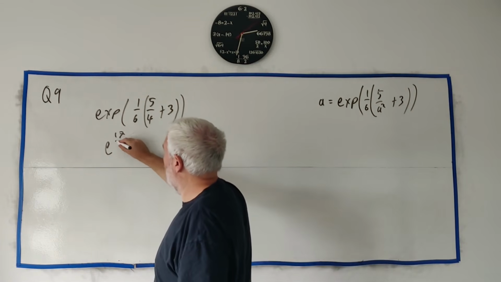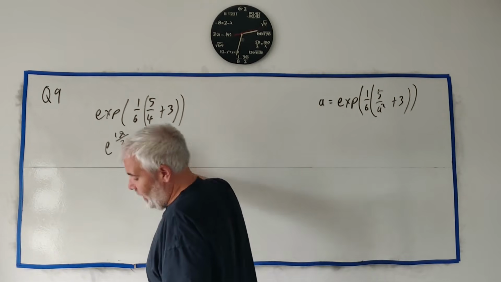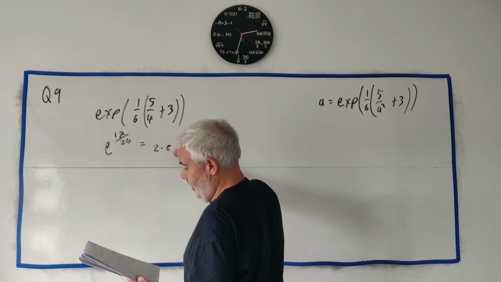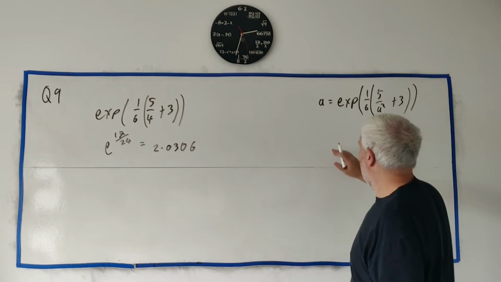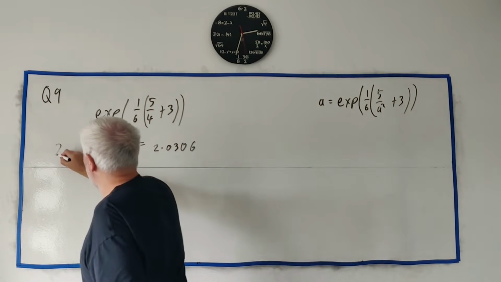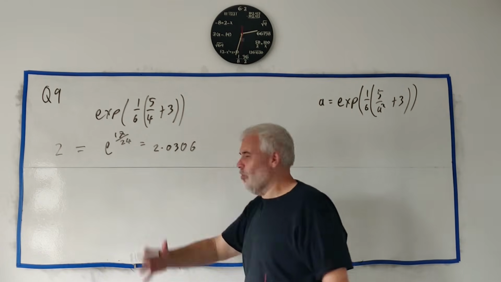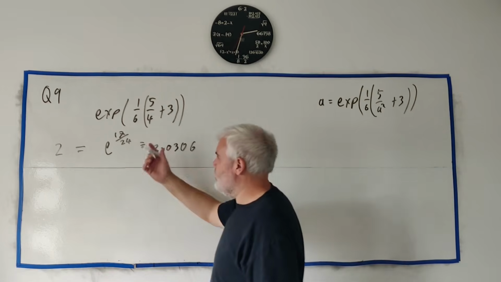17 over 4 times 6 is 24. You need to put that into a calculator. And I get 2.0306. So the left side should have been equal to 2. Put 2 in here, I should have got 2 is equal to. I didn't. It was too high. Okay, let's try it again.